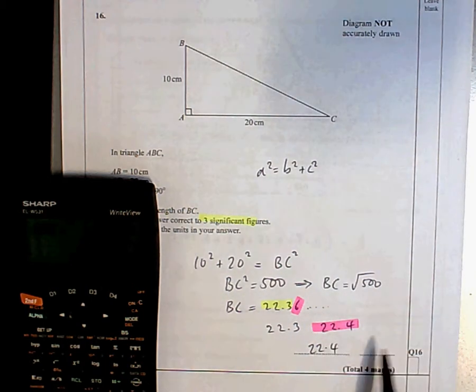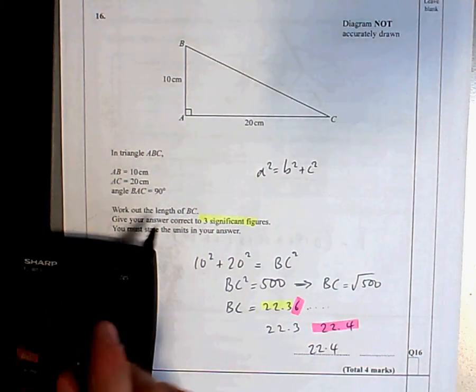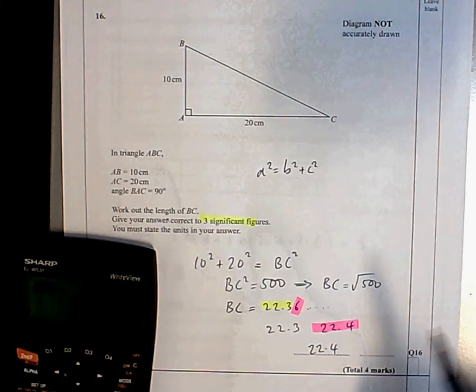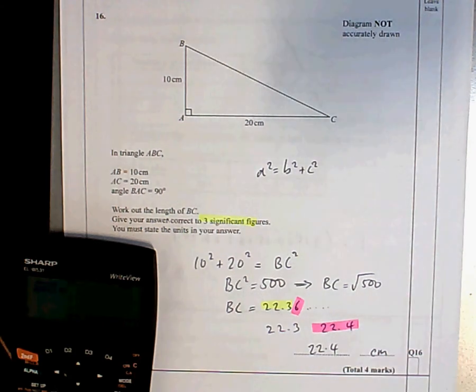Now, this mark here is a freebie. You're finding the length of something, as it says in the question there. So if you put centimetres there, without doing the working out, you're going to get a mark. Okay, 4 marks, 4 minutes. I don't know how long it took me, but I don't reckon it took us over 2.